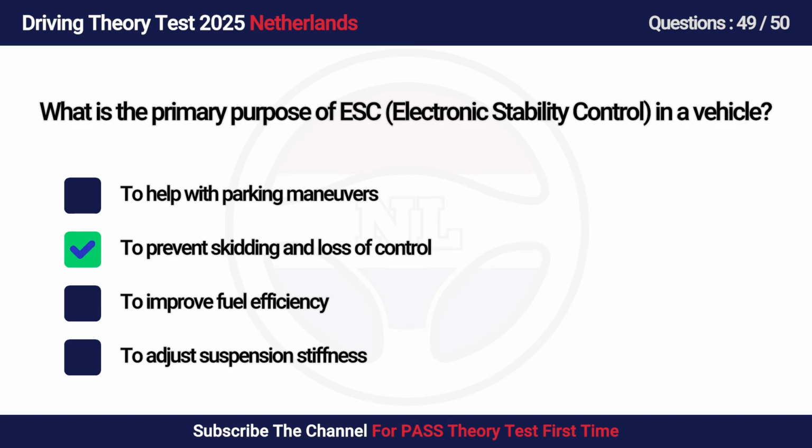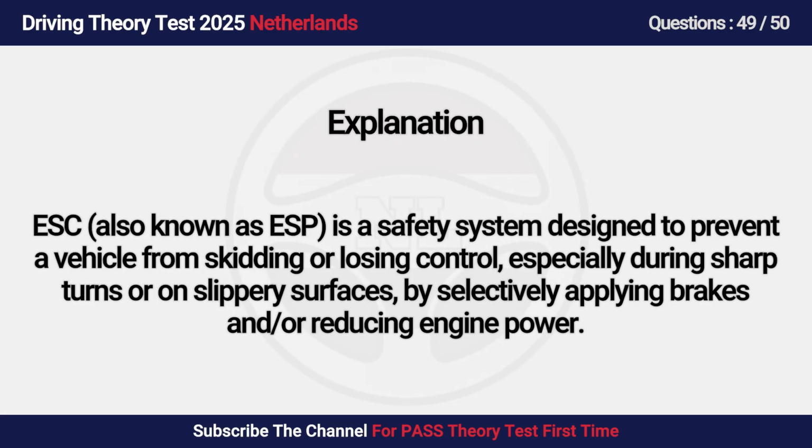Answer is B. To prevent skidding and loss of control. ESC is a safety system designed to prevent a vehicle from skidding or losing control, especially during sharp turns or on slippery surfaces, by selectively applying brakes and reducing engine power.